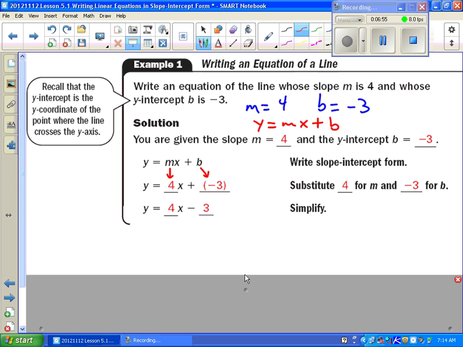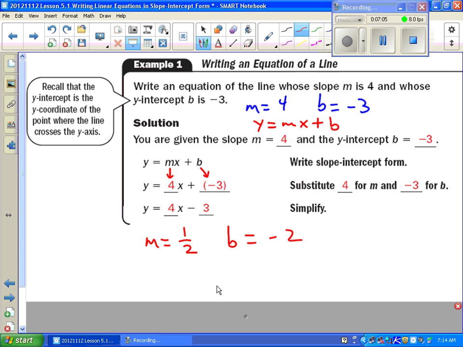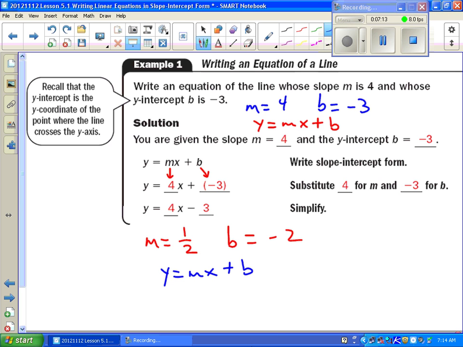Okay, you can take another example where you're given an m value of 1/2 and a b value of -2. And you could write an equation likewise. Again, it's going to be y equals mx plus b. So you want to leave the equal sign alone, leave the x alone, and leave the y alone. We're going to plug in something in place of the slope, and something in place of the y-intercept.